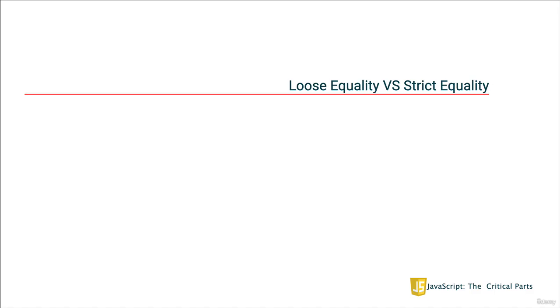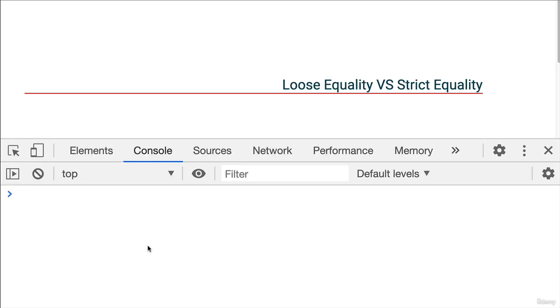There is one more concept we need to dive into that relates to coercion, and that is loose equality and strict equality. First, what is loose equality and strict equality? Well, let me open the console here. And just so you're aware, sometimes loose equality is referred to as double equals. So here we have loose equality, while strict equality would be triple equals.